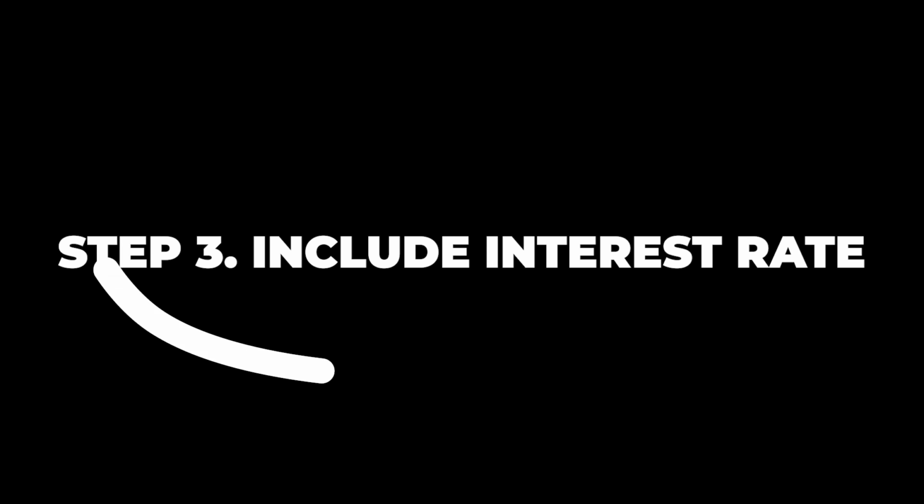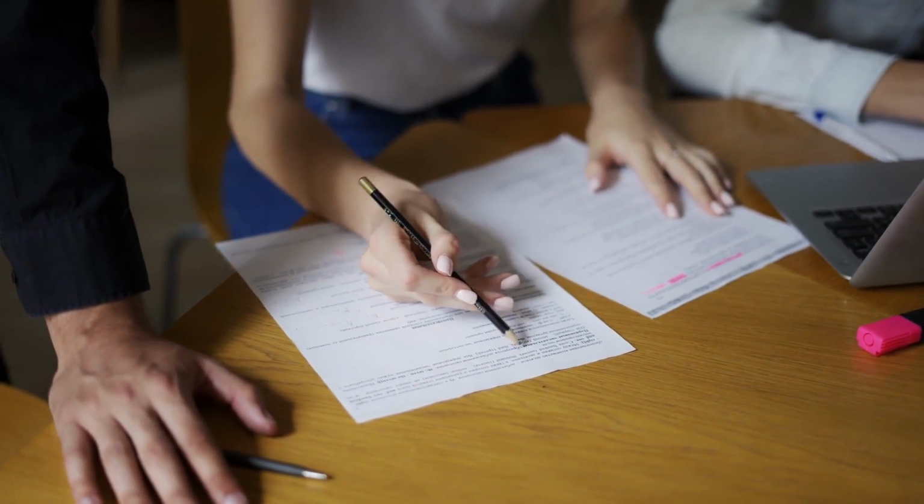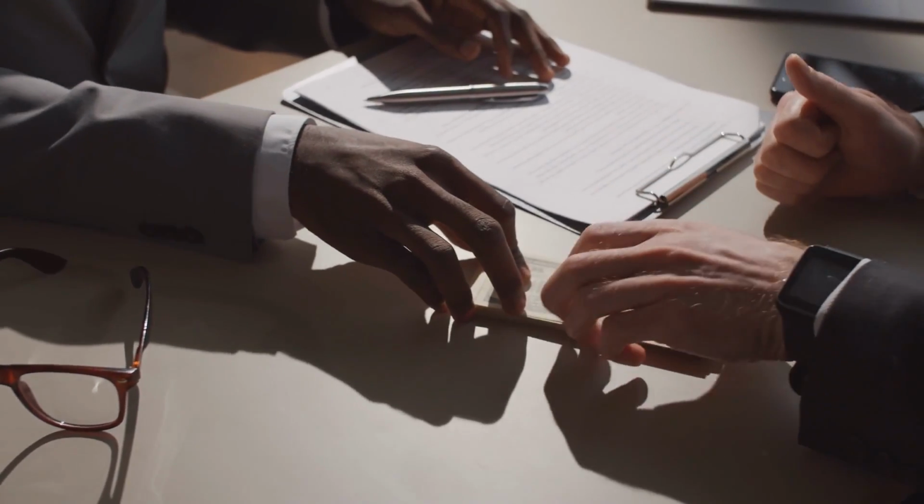Step 3, include your interest rate. Interest rates should be clearly displayed on your mortgage statement each month. Additionally, you can find this information in your original loan paperwork. Simply put, a loan interest rate is the price you pay to borrow money from a lender.